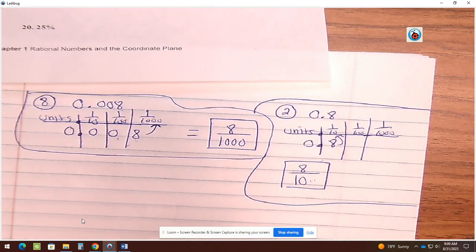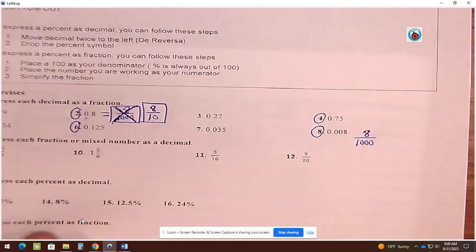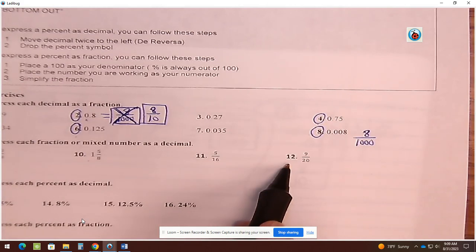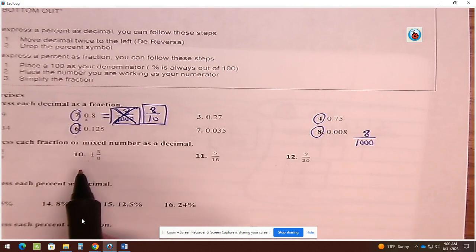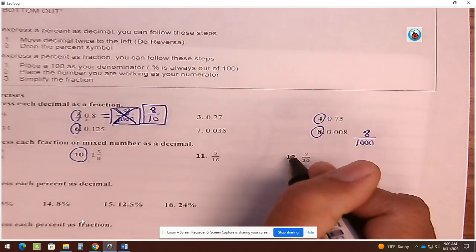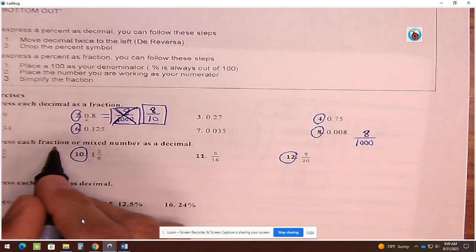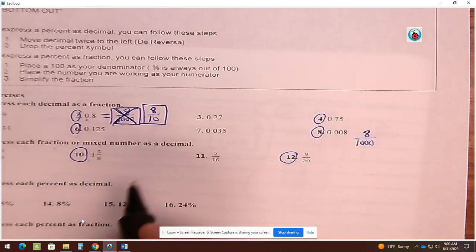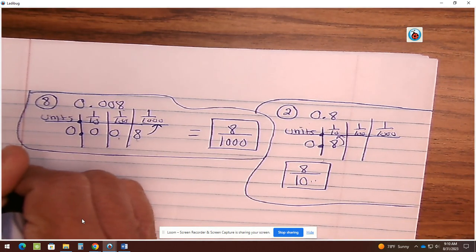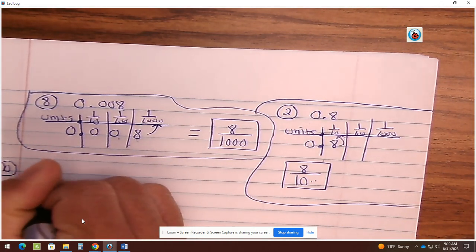The next one we have is number 10 and number 12 for homework. I'm going to go ahead and do the harder one. This guy, number 10. We're going from fraction or mixed number to decimal. So I'm doing number 10. You're going to do number 12 by yourself. So I chose the harder one.